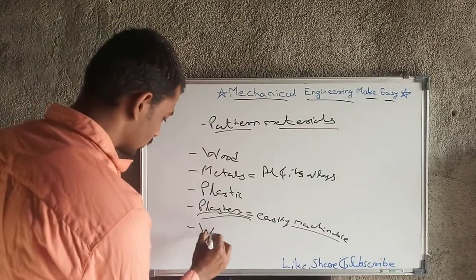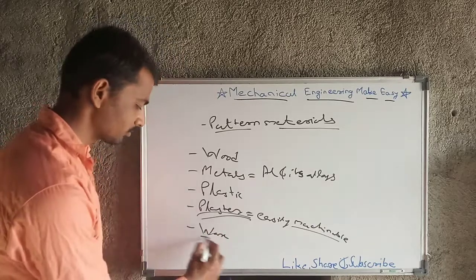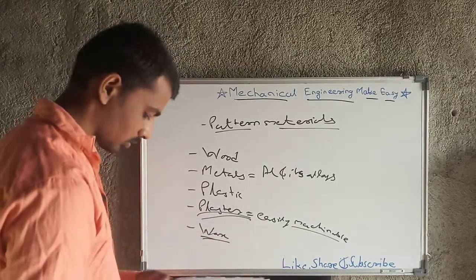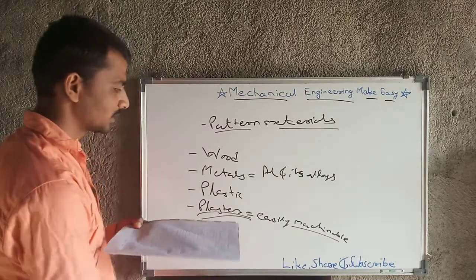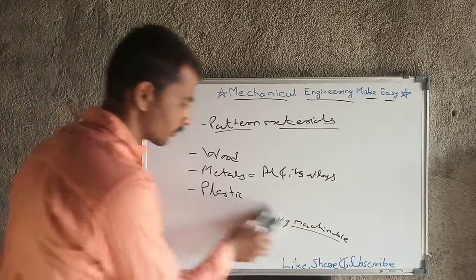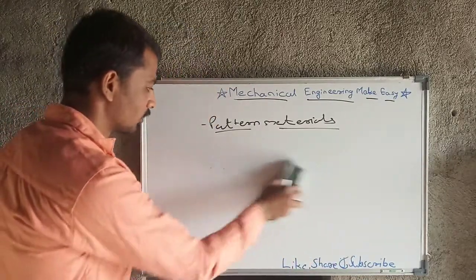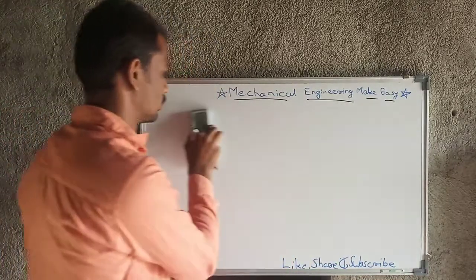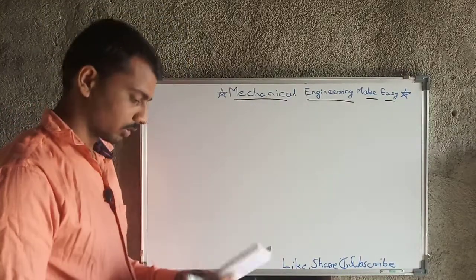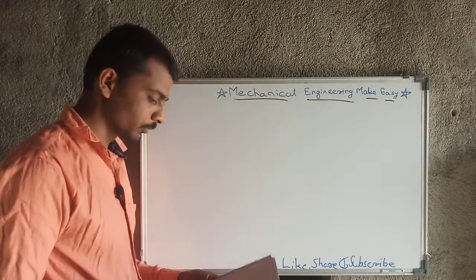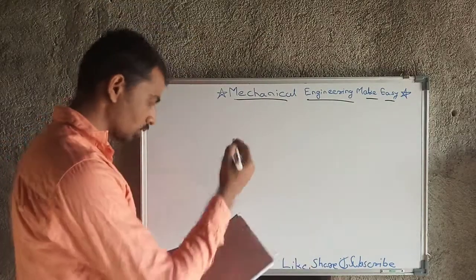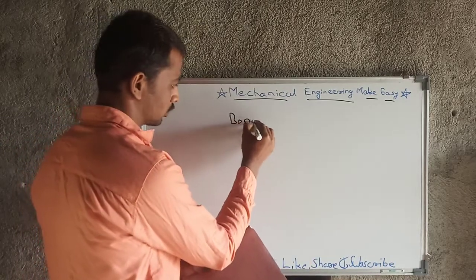Then next is wax. In case of investment casting, we use wax as a pattern material. These are all the points and the materials I have taken for today's lecture, and these are the materials from which patterns are generated. In the next lecture I will come up with allowances and so on, but now I have one bonus point for you.